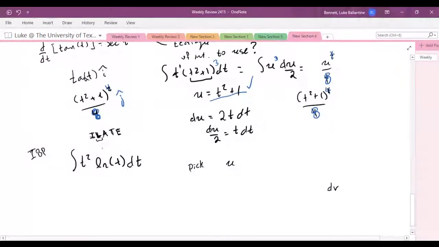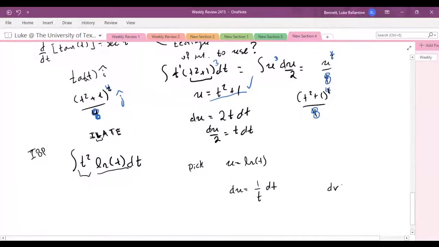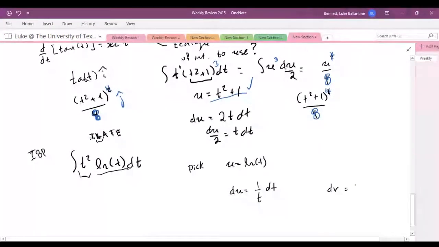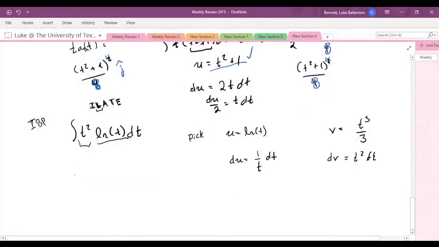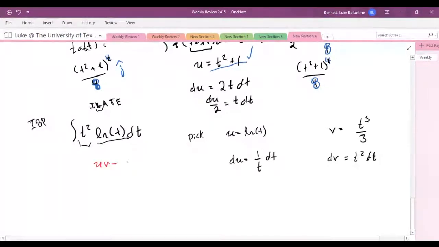So we have a log and an algebraic right here. So we're going to pick u to be ln of t. du would be 1 over t dt. dv is just what's remaining, which is t squared dt. And then v would be, well, the integral of that is just t cubed over 3. Then we have the formula. Integration by parts is uv minus the integral of v du.